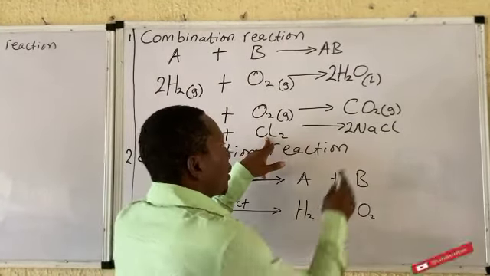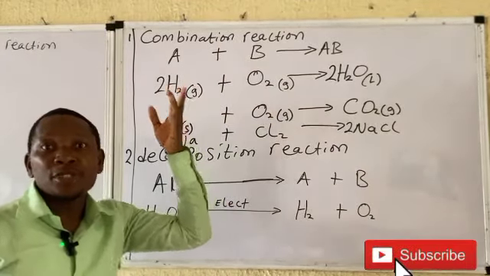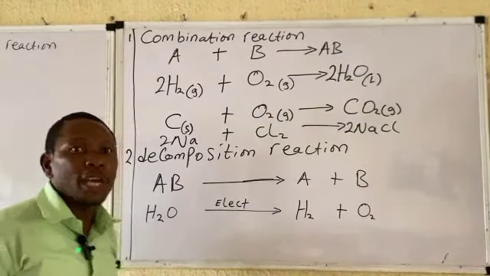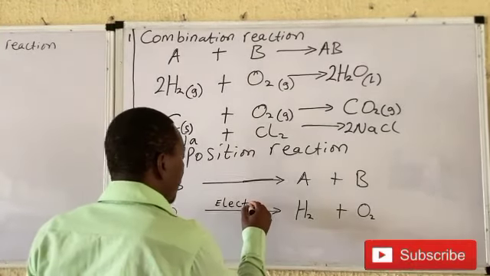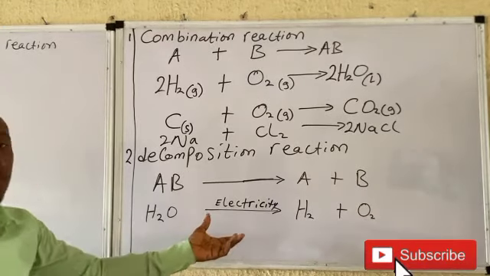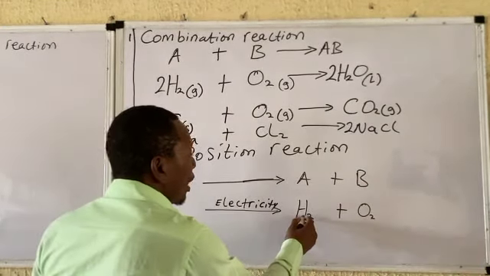The second type of reaction is decomposition reaction. Right? Decomposition reaction is like the inverse of combination reaction. In combination reaction, they are coming together to form one. While in decomposition reaction, you have a compound AB being broken down into an element A and an element B. We'll just use the exact inverse of what happened in this place. Water, with electricity. Okay, right? Water under certain conditions can be broken down into hydrogen and oxygen.